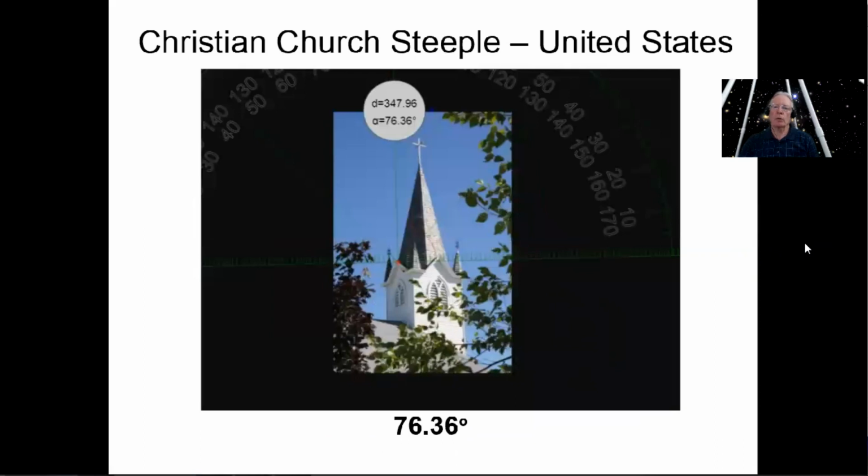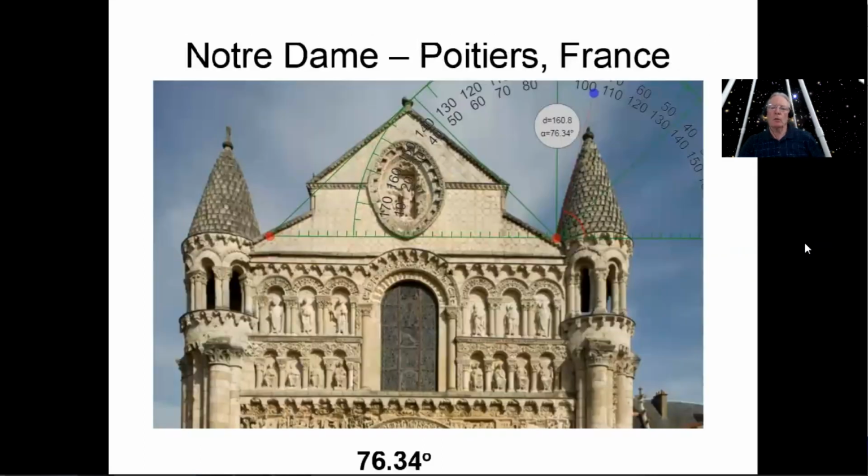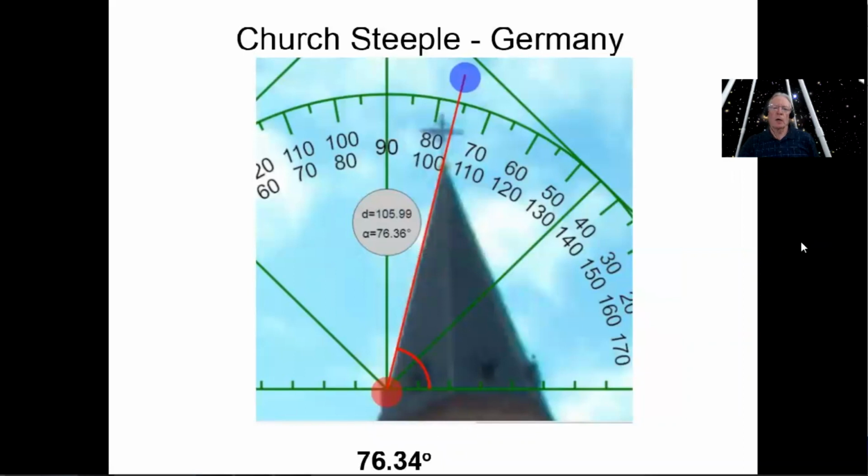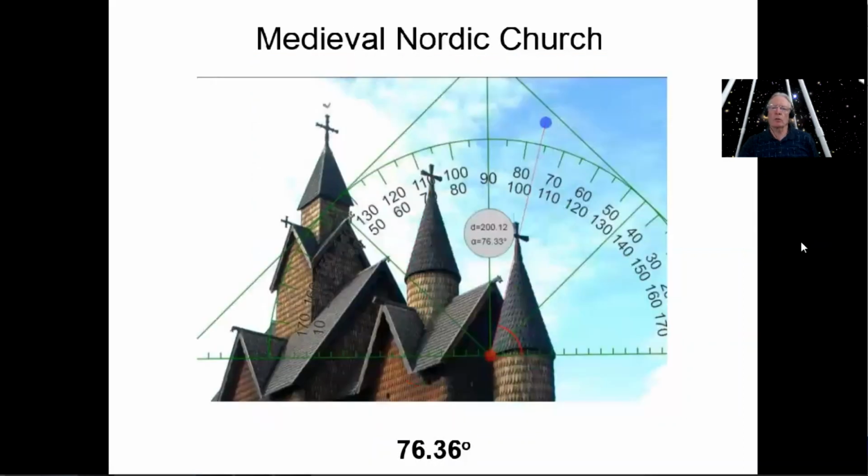And we'll start with Christianity. We're going to start with a Christian church steeple here in the United States, 76.36 degrees. Here's a large cathedral in France. This is not the Notre Dame that burned down in Paris. This is another Notre Dame cathedral, 76.34 degrees.